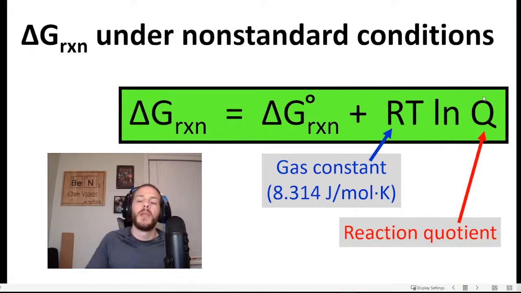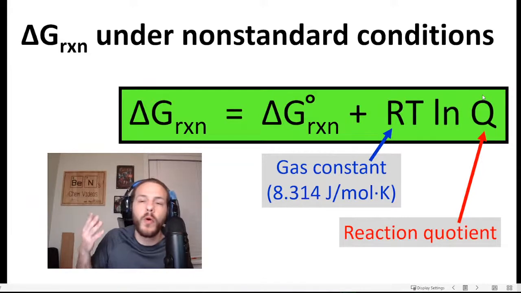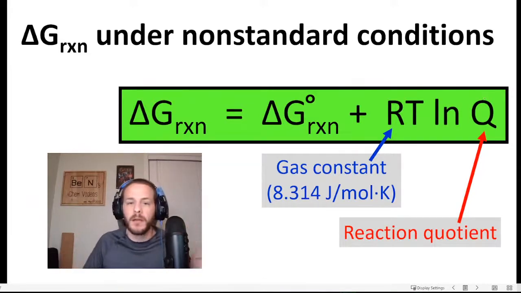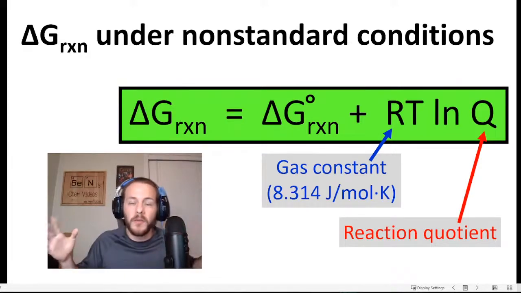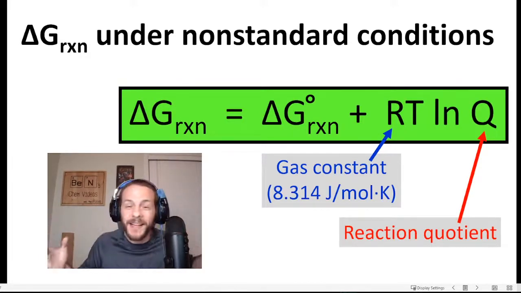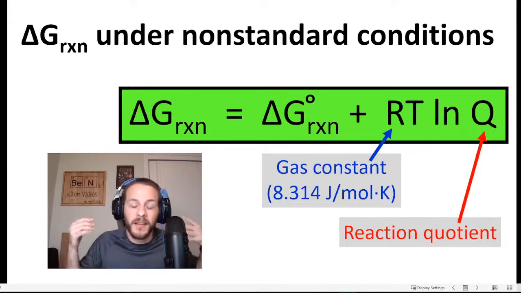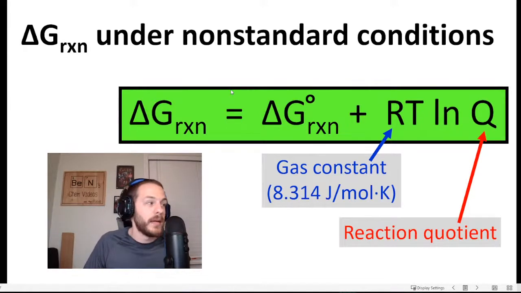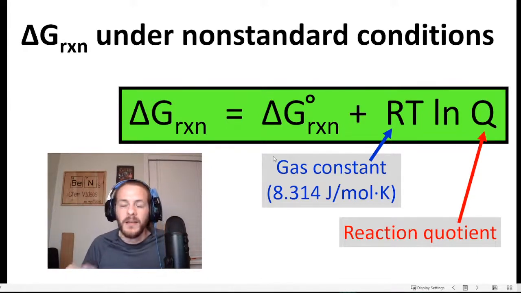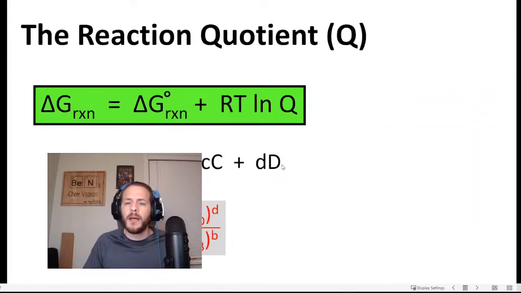Now, Q is called the reaction quotient. This is something that we defined fairly long ago when we were talking about chemical equilibrium. So I'm going to assume that you have somewhat of an understanding of chemical equilibrium going into this discussion. If you don't, have no fear, because I do have an entire playlist called Chemical Equilibrium live streams, and I define the reaction quotient quite explicitly within that playlist. So we're going to review that briefly here.